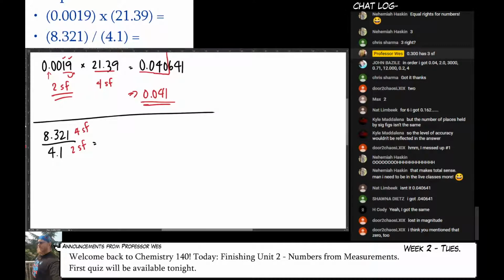So 8.321 over 4.1. And I'm going to write down again all the numbers that the calculator says. 20295. And double check to make sure that I'm not forgetting any. So that's what my calculator says, but I only get to keep 2. And so that's the answer for number 2.